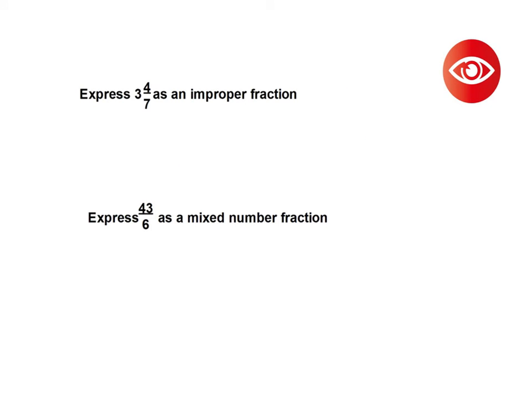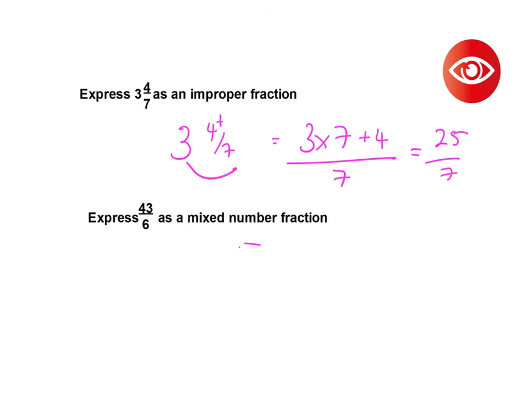Now, as the questions get trickier, the questions might have a mixed or an improper fraction in there, so we want to be able to convert. So if you have 3 and 4 over 7, you're going to do the 3 times the 7, and you're adding on the 4, and then the denominator is going to stay the same. So that's going to be 25 over 7.